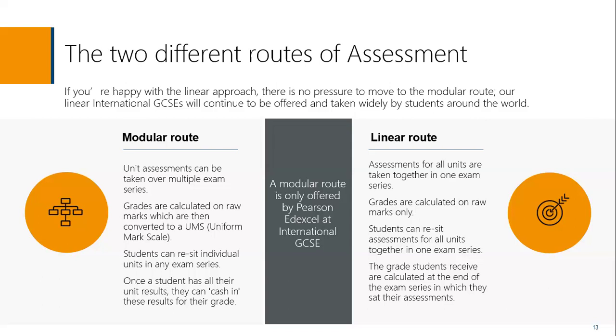And the linear route is the same as it has been. You can resit assessments for all units together in one exam series, and the grade you receive is calculated at the end of that exam series in which they sat their assessments. For the modular route, unit assessments can be taken over multiple exam series, and the grades are calculated on the raw marks, which are then converted to a uniform mark scale. This means that students can resit individual units in any exam series, and once they've got all their unit results, they can then cash these in for a grade.